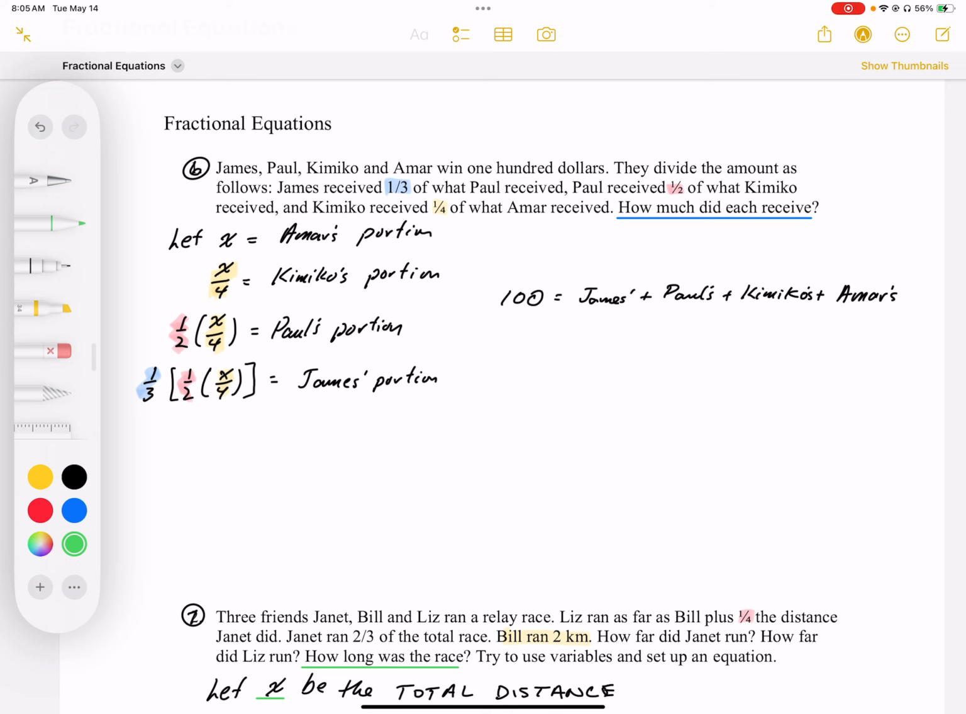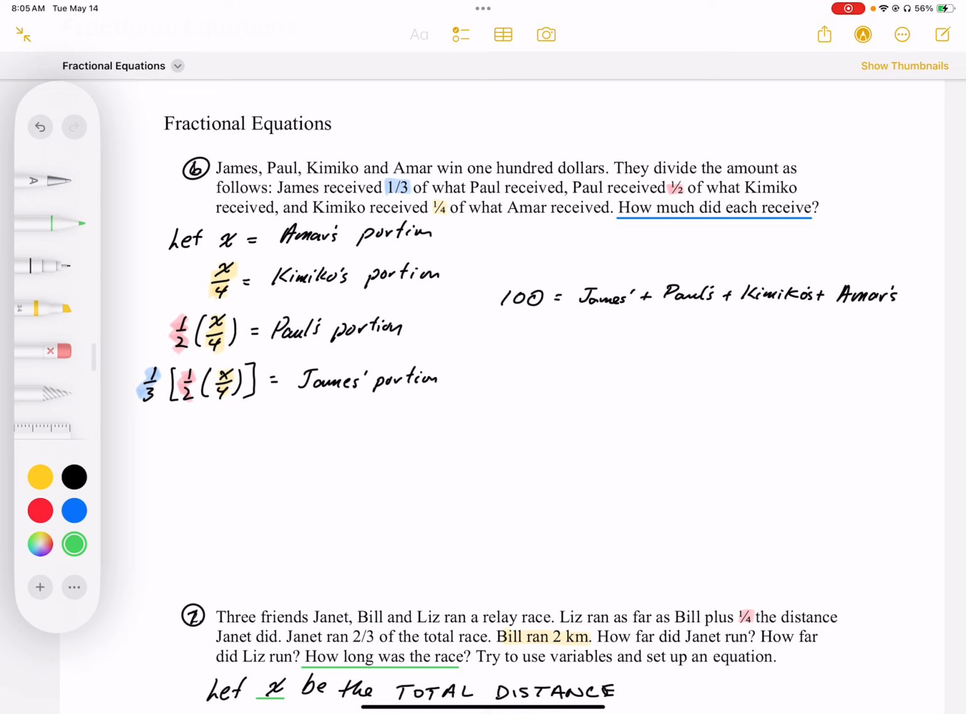Okay, so first of all, the strategy I'm gonna use is working backwards from Amar, and working out that since Kimiko received 1/4 of Amar, I'm gonna let Amar be X. And then I'm gonna do this all in terms of X. So Kimiko is 1/4 X.